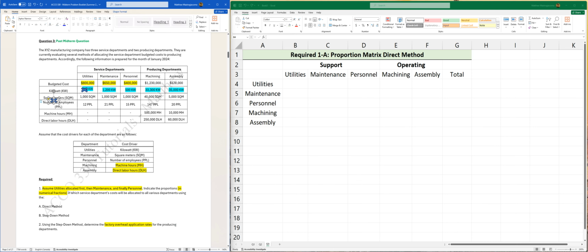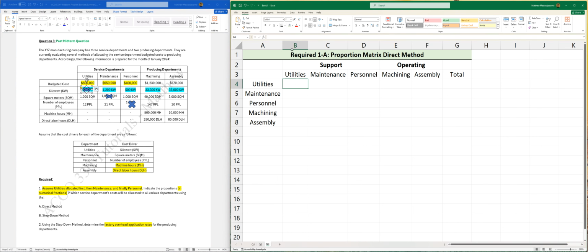Okay, now square meters. Who allocates based on square meters? Maintenance is square meters. Okay, let's cross that out. And then let's go again. Personnel is based on the number of employees. So number of employees, personnel, cross that out, okay? Even though there are some numbers there, guys, you know that you're never doing any self-allocation, so you're never going to count this number when you're doing your total allocation.